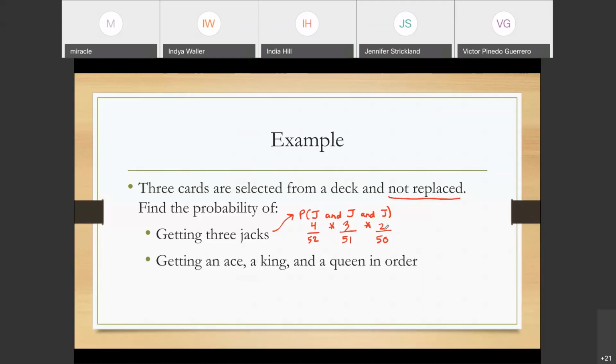Okay, so we just subtracted from the denominator. Yes. And how do we know when to do that? If you're not replacing the card. So you're going to kind of have to think through it. Like you pick that first jack and you're not replacing it, then that means you're holding it in your hand. And then the card deck is down to 51 and there are 3 jacks left in the deck.